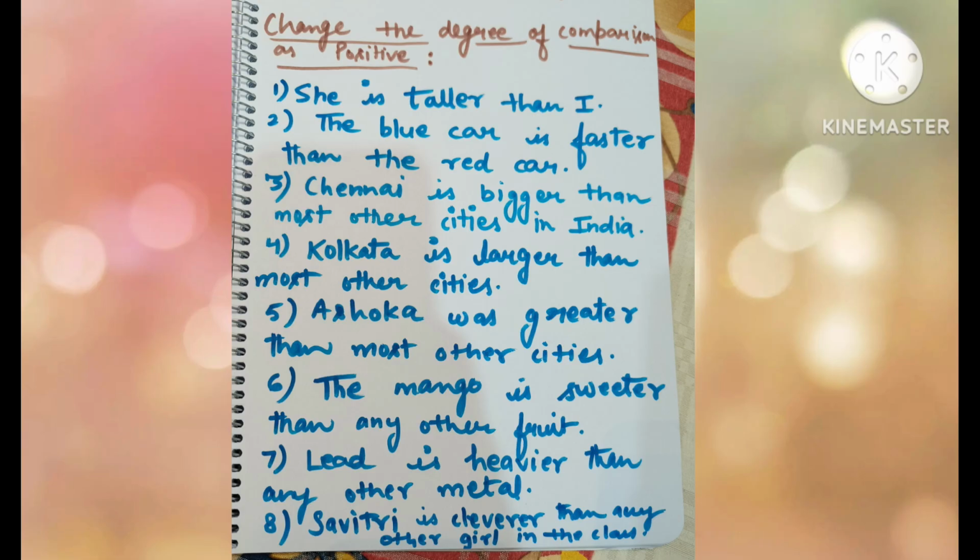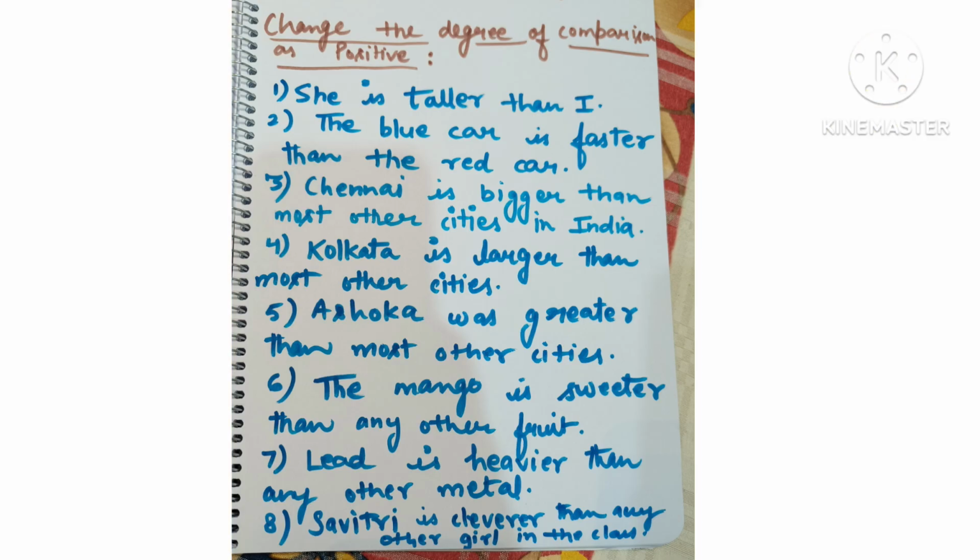Whenever we replace these degrees of comparison, other changes also take place in the given sentence. For example, she is taller than I. Only taller will not be replaced with tall. "She's tall than I" will be wrong. Why? Because the structure of a positive degree sentence is quite different from the structure of a comparative degree sentence. So that is what we are going to learn: when we make changes in degrees of comparison, what other changes take place in the sentence.